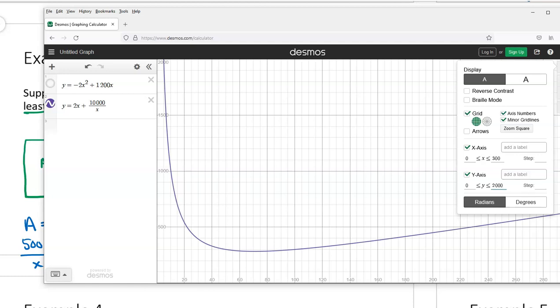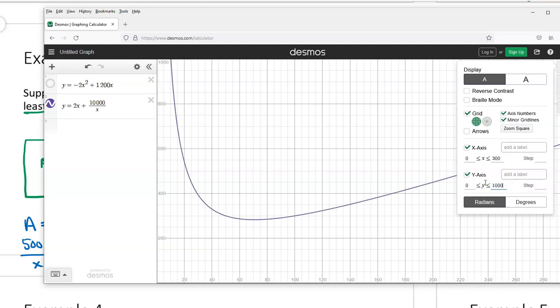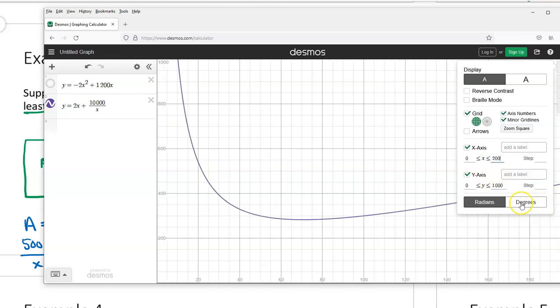Oh, okay. So by having such a massive window, that's what I was missing. Because my window was going up to like 20,000, 30,000, 40,000. Look at it now that I changed it. So it probably doesn't even need to go up quite that high, right? So maybe let the y's go up to 1,000. Okay, and let the x's go up to 200. And now I can start to see where this thing bottoms out.